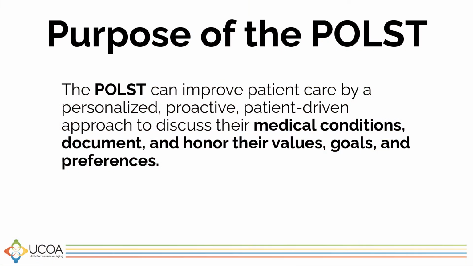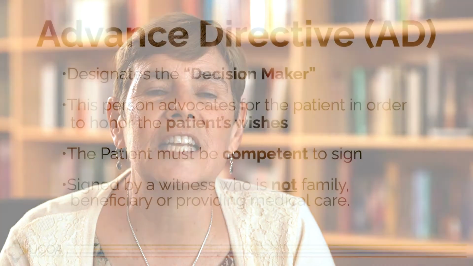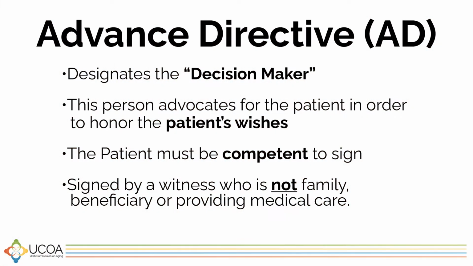The purpose of the POLST form is to really improve patient care by personalizing it and making sure you understand the patient's values, their goals, and preferences for medical care. An advance directive is a different form that actually designates a decision maker for the patient when they are unable to speak. That decision maker is supposed to follow the patient's wishes, and if the patient is competent to sign a POLST form, they can. Otherwise, you do this with the decision maker.